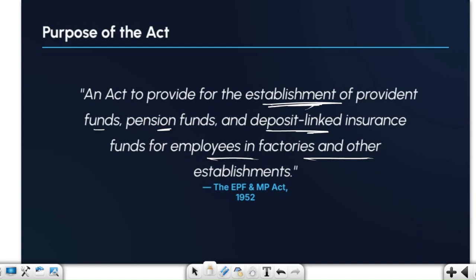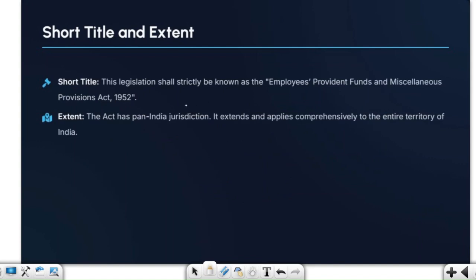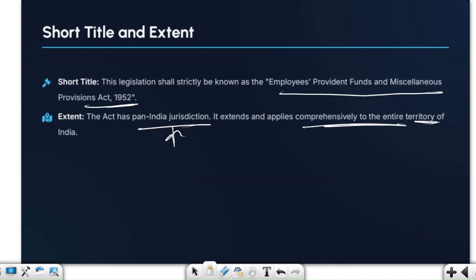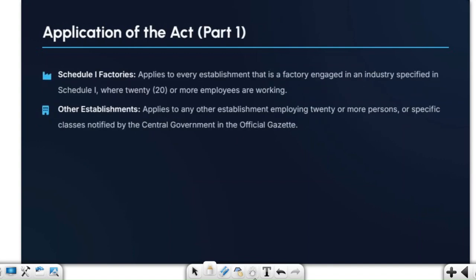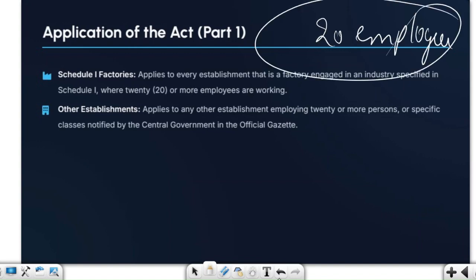So right, so here you will see in the first part we have the short title and extent. So they are saying that it will be known as the Employees' Provident Fund and Miscellaneous Provisions Act, which is applicable to whole of India, extending and applying comprehensively to the entire territory of India, right? So here you will see that the application is for what? The famous 20 employees rule. Remember this, there is a 20 employees rule. What is the 20 employees rule?